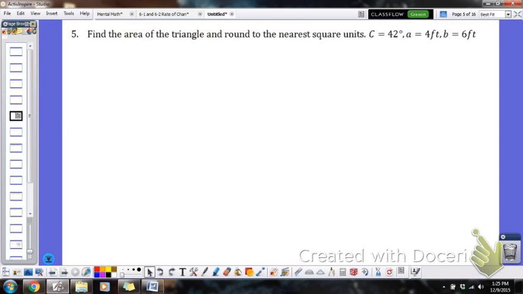So number 5, we need to find the area of the triangle and round to the nearest square unit. Our triangle gives us that angle C is 42 degrees, little a is 4 feet, and little b is 6 feet.